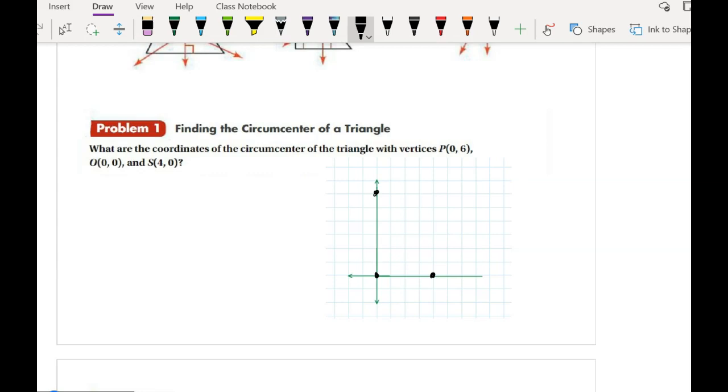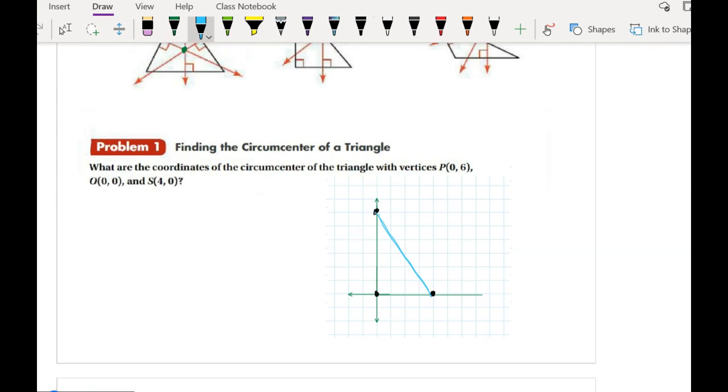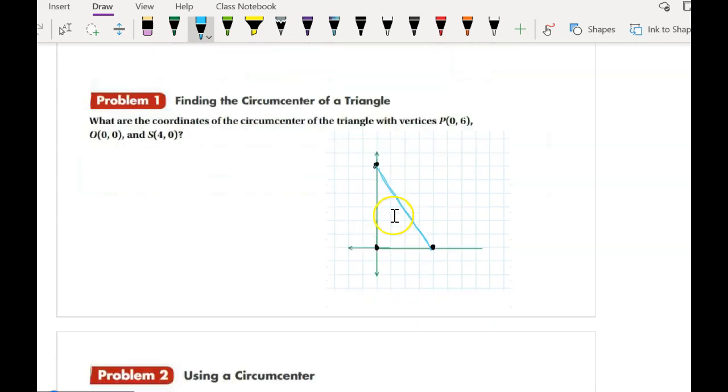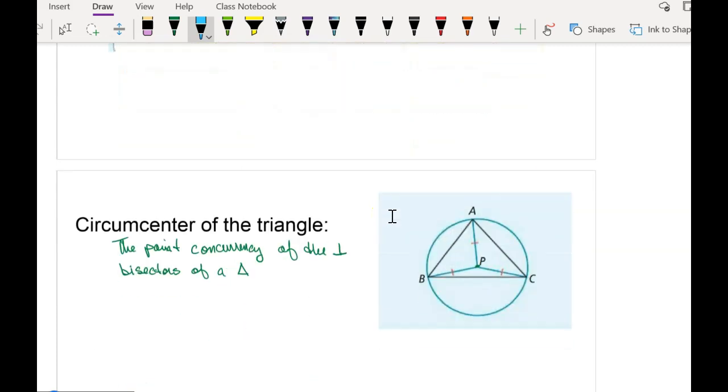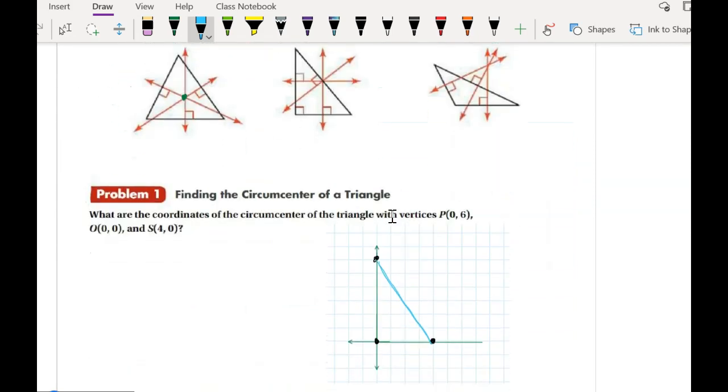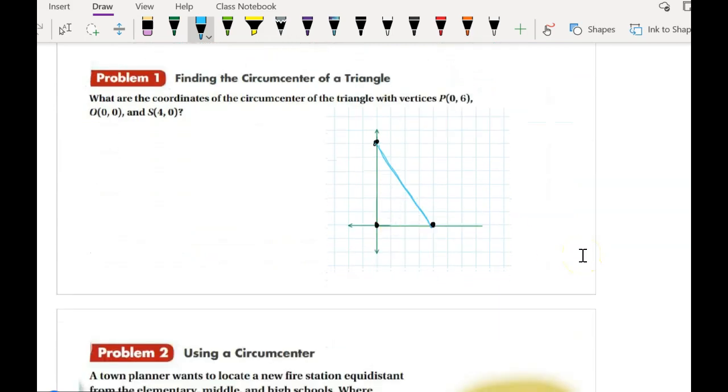So now I'm going to take a second and I'm going to get my straight edge and connect those. Okay, so I have my triangle. So it's a right triangle. I know that. Now what is the circumcenter? Okay, so if you look up here, we just did this earlier, the circumcenter of the triangle is the point of concurrency of the perpendicular bisectors of the triangle. So we need to find the perpendicular bisectors. And this triangle is going to be super easy to do.